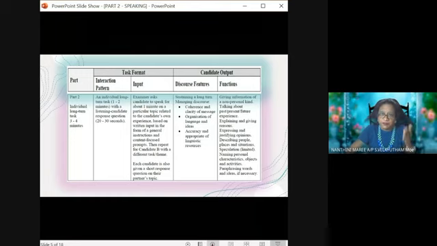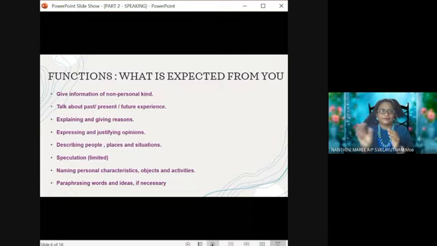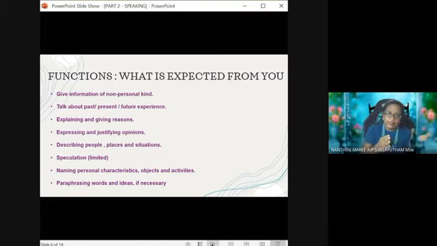The functions: what is expected from you? What do you need to prepare from now for part 2 of the speaking component? First of all, you have to give information about yourself, based on the question. Your personal response, what you have experienced.